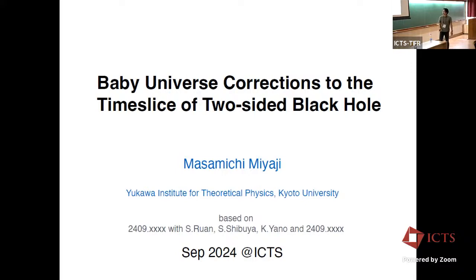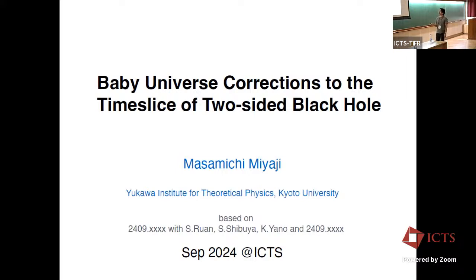Today I'll be talking about hopefully work coming up soon, based on these two papers with Shamin, Shono and Kazuyoshi. This talk is basically about what the time slice is in a two-sided black hole in JT gravity, and the Euclidean wormhole correction to that.